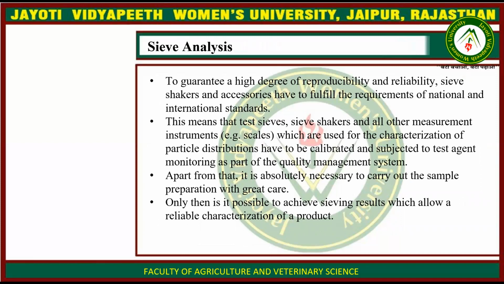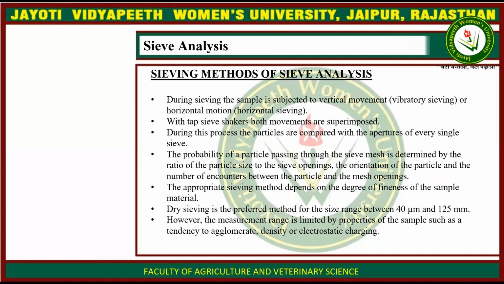To guarantee a high degree of reproducibility and reliability, sieve shakers and accessories have to fulfill the requirements of national and international standards. This means that test sieves, sieve shakers, and all other measurement instruments which are used for characterization of particle distribution have to be calibrated and subjected to test agent monitoring as part of the quality management system. Apart from that, it is absolutely necessary to carry out the sample preparation with great care. Only then is it possible to achieve sieving results which allow a reliable characterization of a product.